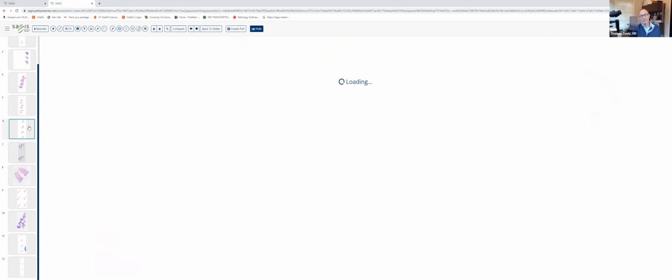Moving on to slide number 6. With slide number 6, we've got a bisected shave biopsy specimen.